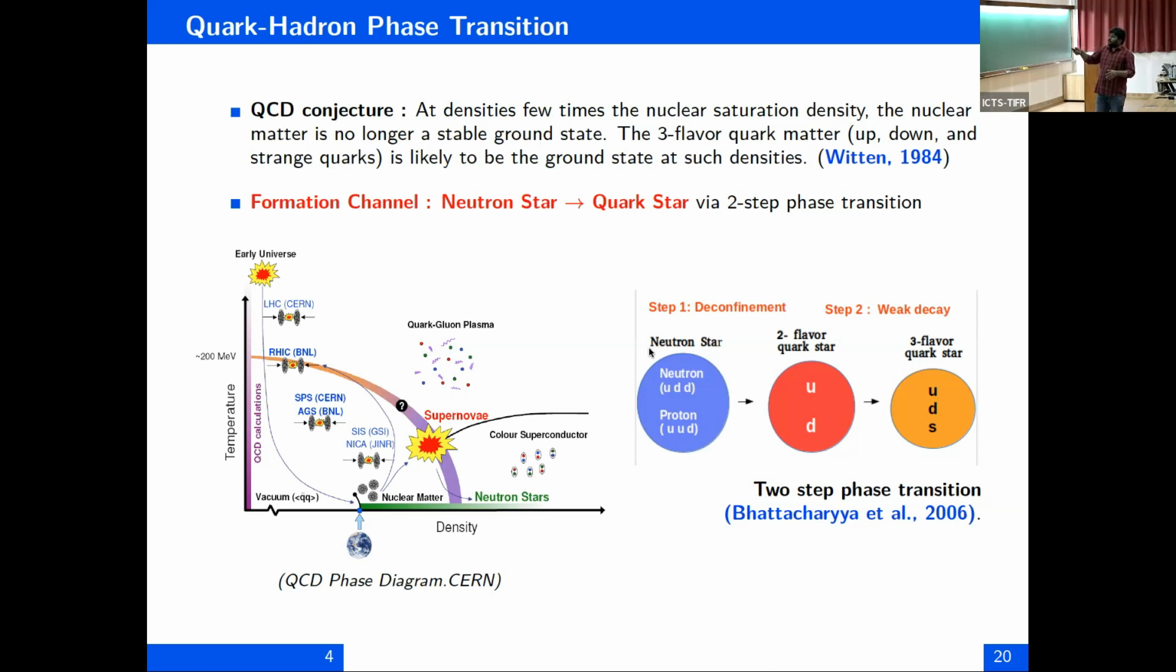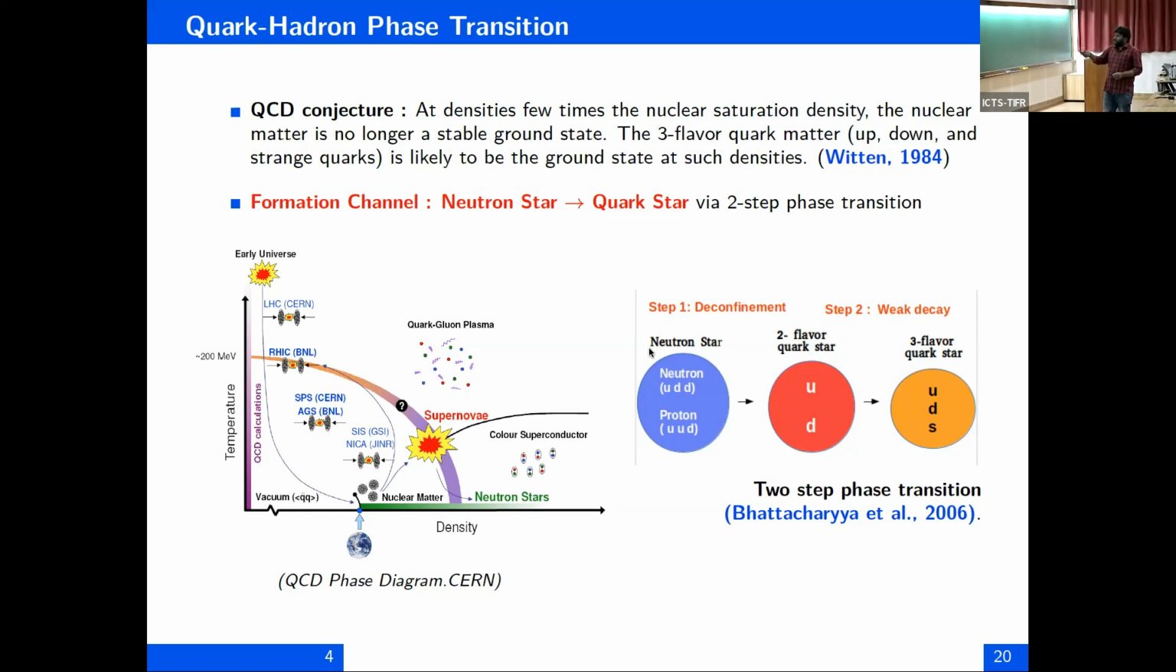If 3-flavor quark matter is the actual ground state, then in some dense neutron star, the matter can get converted into quark matter, and a neutron star can make its journey to a quark star. A neutron star's journey to a quark star is likely to happen by a 2-step process. In the first step, there will be deconfinement. All the protons and neutrons which are present, from them the quarks will come out, and we will have a sea of up and down quarks.